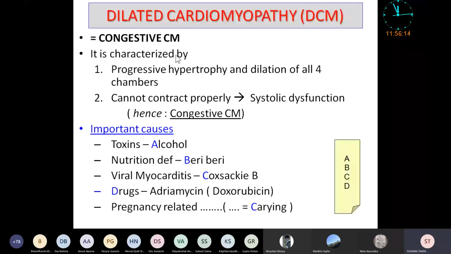You know, there are the right and left atria and the right and left ventricles. So in dilated cardiomyopathy, all the four chambers are dilated. Because of progressive dilation, the heart, which is already dilated, cannot contract properly. So usually they will have systolic dysfunction, and that is why it is known as congestive cardiomyopathy. Okay, understood, everyone? Are you understanding the term?